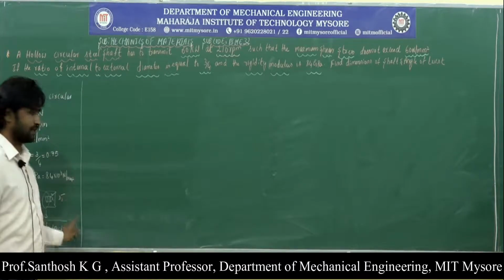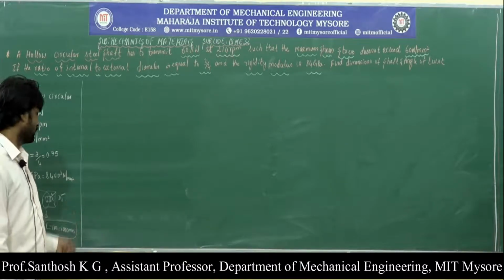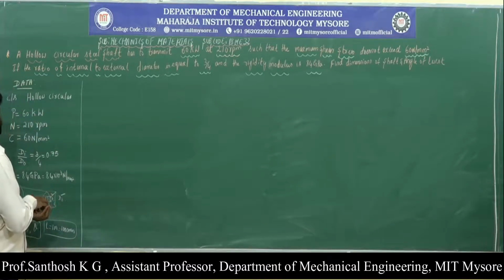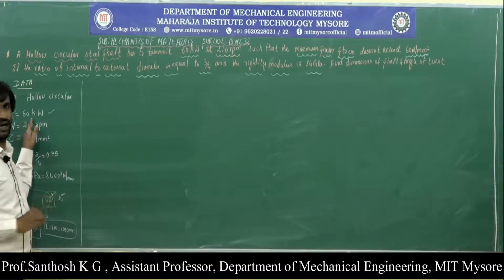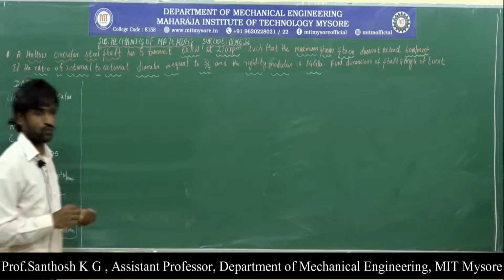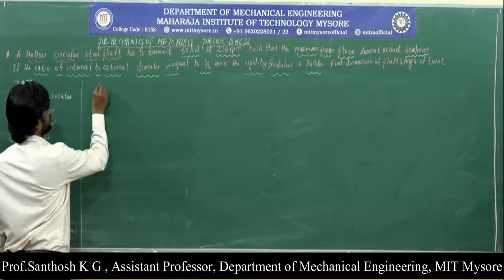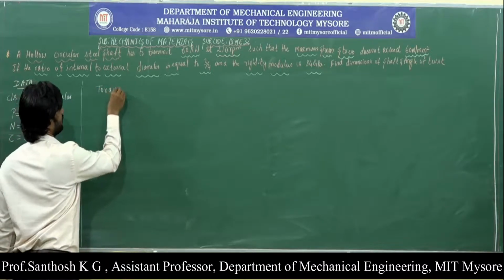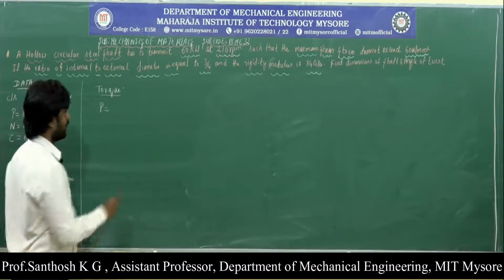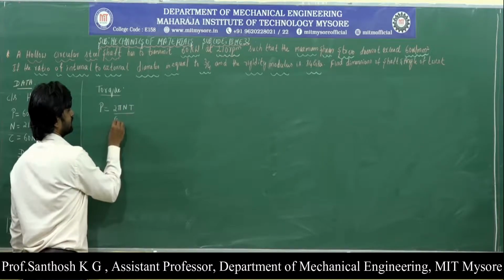But if you look at the data, they don't give the value of T directly, but they have given it indirectly by specifying the amount of power the shaft is transmitting at a speed of 210 rpm. So using these two data, we can calculate the torque which is transmitted by the shaft. In order to calculate the torque, we will be using the equation P equals 2 pi NT divided by 60,000.